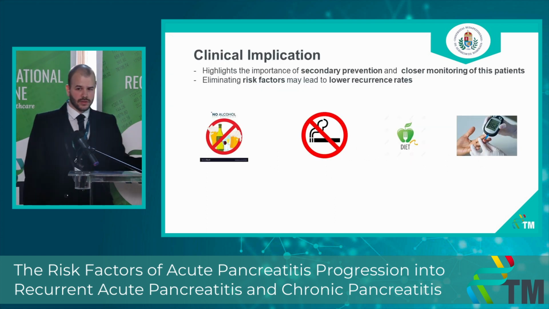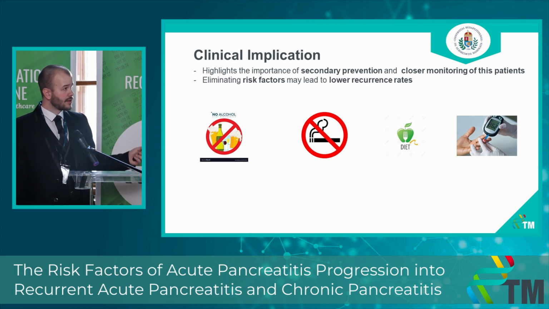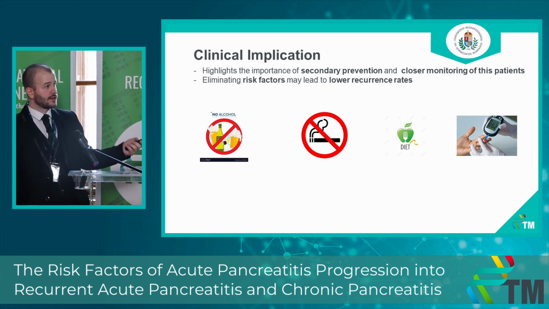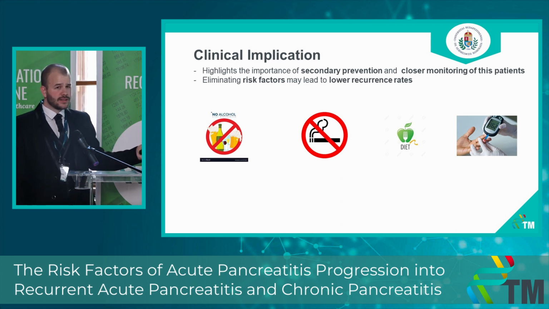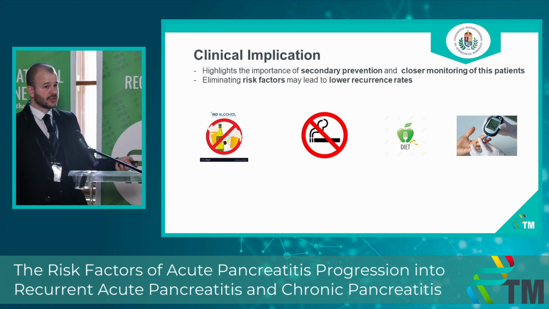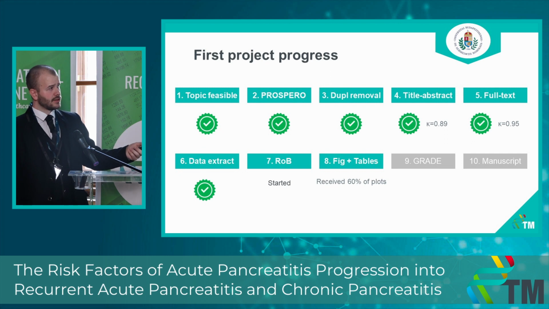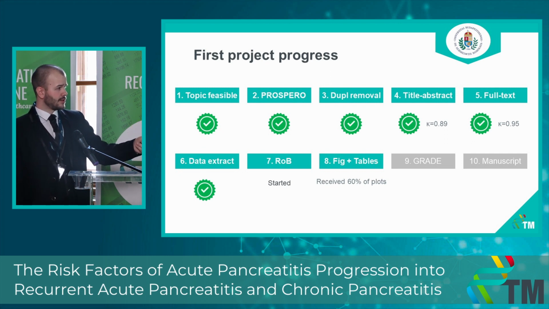So we have identified 4 modifiable risk factors so far. This is clinically important because by eliminating these risk factors, we may be able to reduce the recurrence and progression rates in these patients. Here you can see the progress of the first project. We finished the data extraction, and now we are doing the risk of bias assessment.